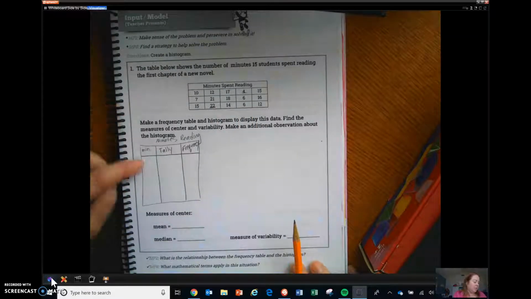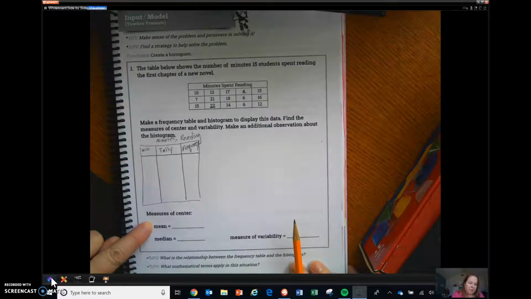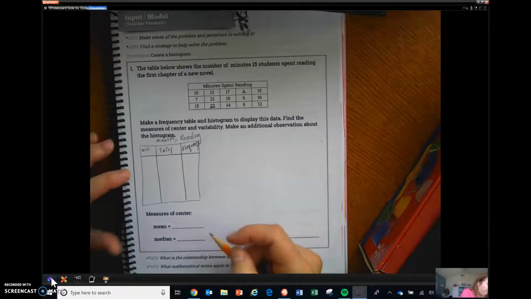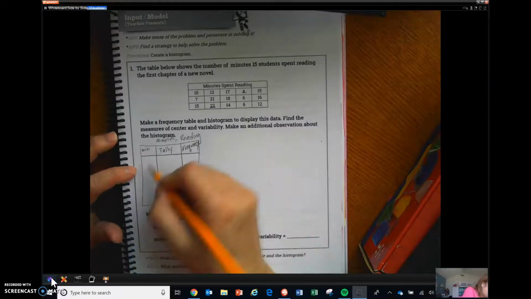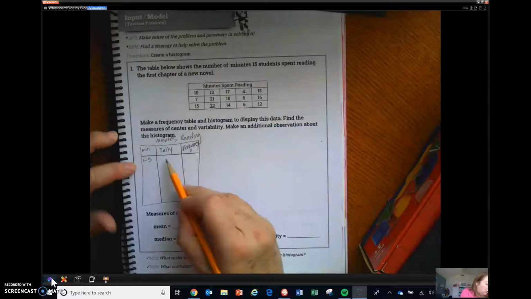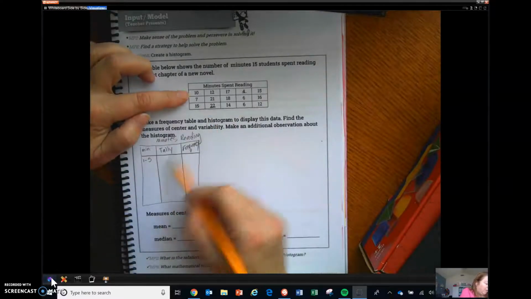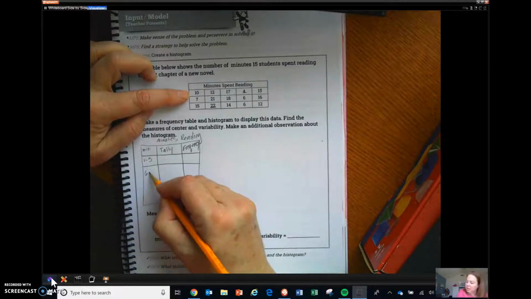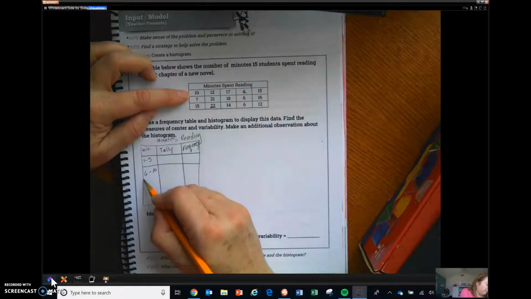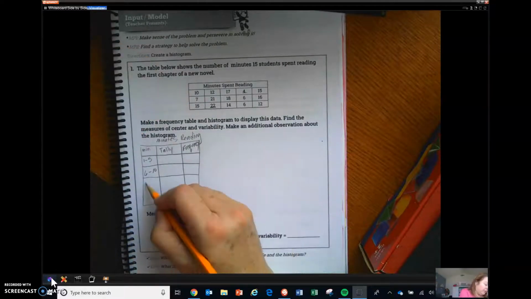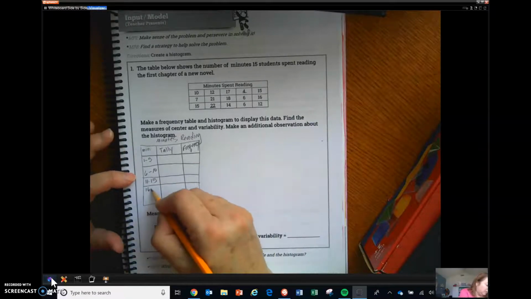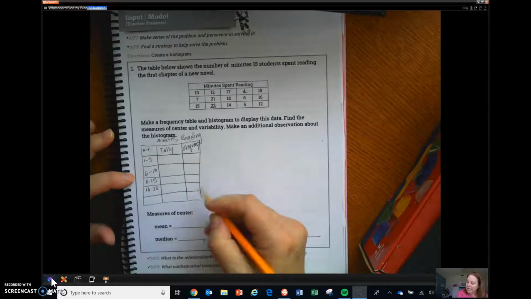Now, do I want to go 1, 2, 3, 4, 5, all the way to 22, or do I want to group it in groups? I want to group it in groups. So my first group is going to be 1 through 5 minutes. I will make a tally for every single one that falls within 1 to 5 minutes. Then I want to do 6 through 10 minutes, 11 through 15 minutes, 16 through 20 minutes, and 21 through 25.